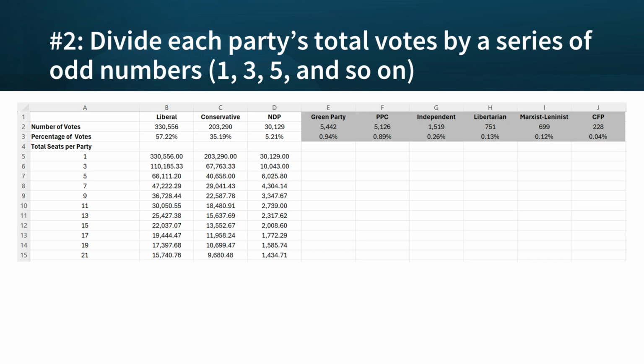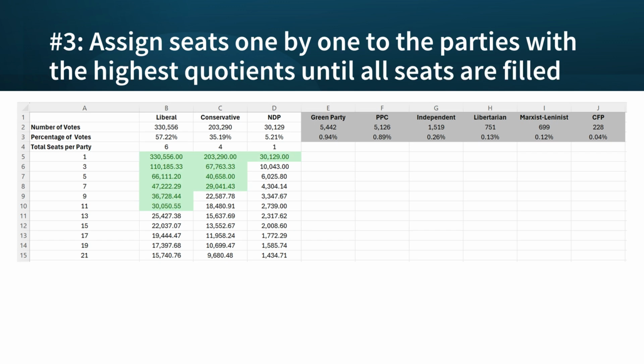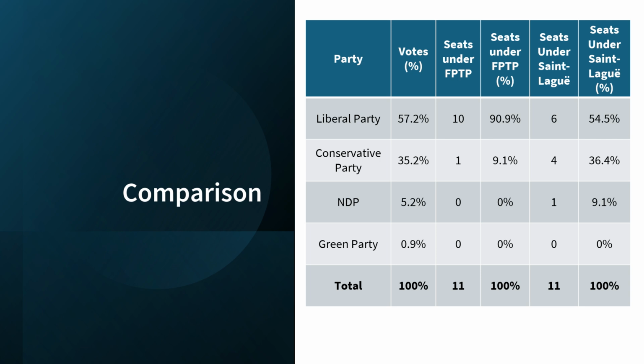The next step is to divide the number of votes received by each party by odd numbers, which creates a series of quotients. Now we select the 11 highest quotients from this entire array of numbers. Each quotient selected is one seat. So, the Liberals would have won 6 seats in this example, the Conservatives 4, and the NDP 1. As you can see from this comparison, the distribution of seats under Sainte-Laguë better reflects how people actually voted.